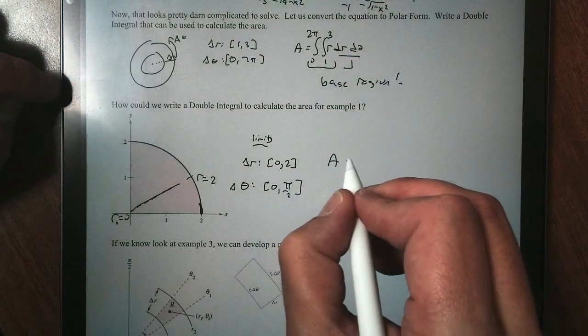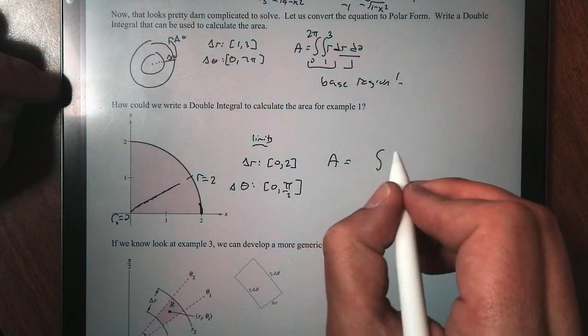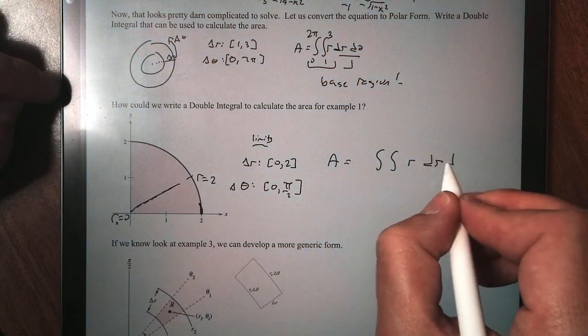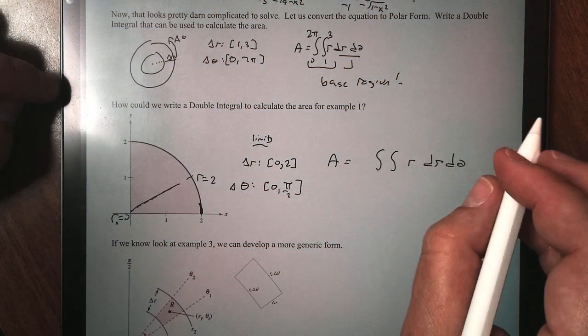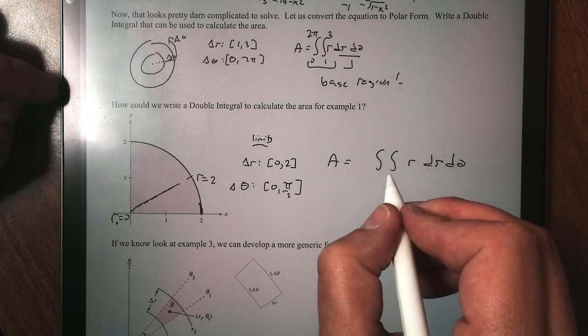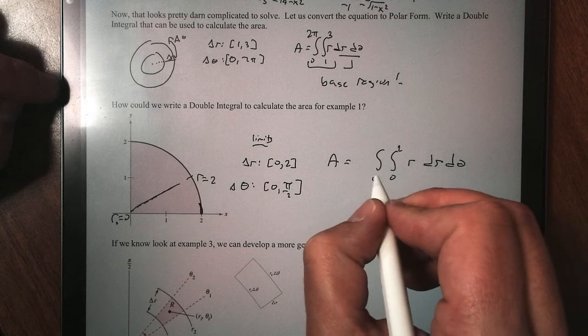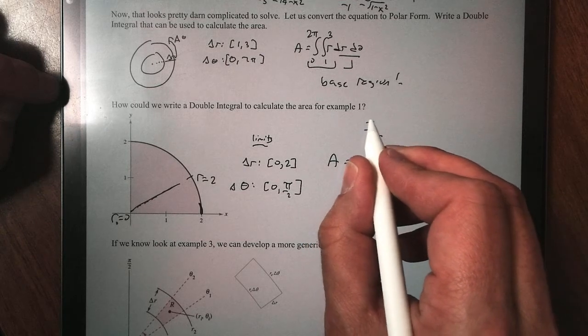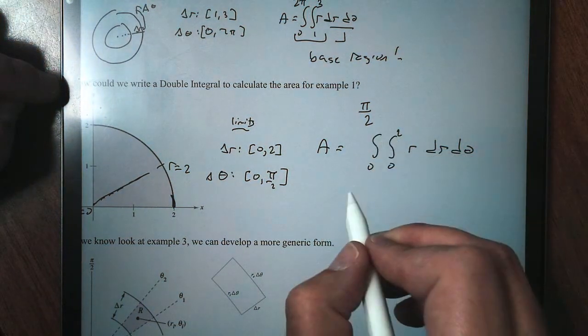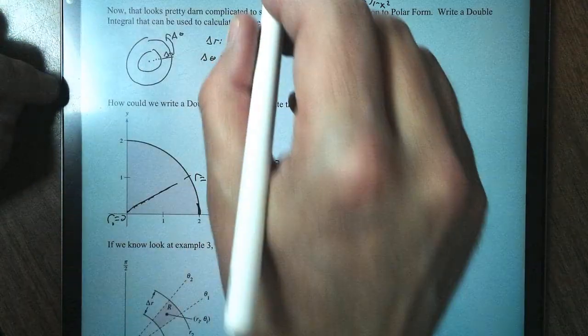So my area, once again, my double integral, r dr d theta, and over here we have from 0 to 2, and then from 0 to pi over 2, sorry. Let me get rid of that. There we go. All right.